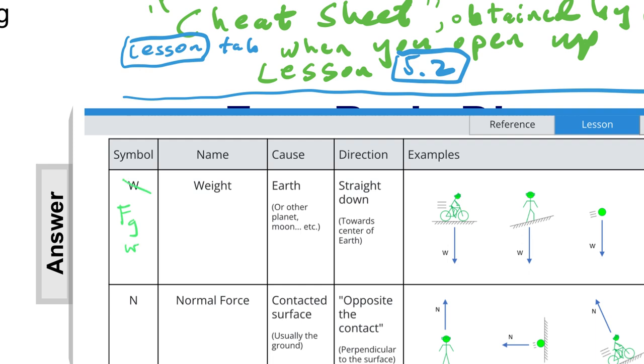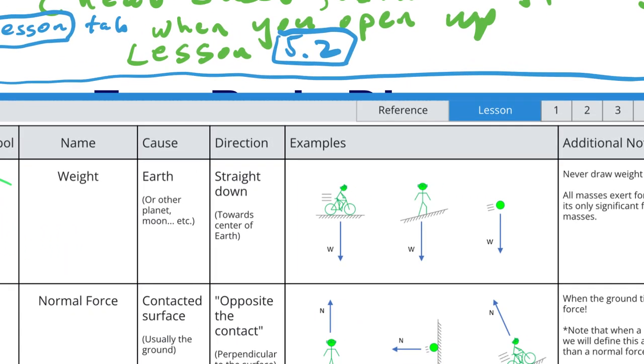Capital W isn't a good letter to use, because capital W is work, another unit coming up. Okay, so weight is the gravitational pull of the planet, wherever you're near, on you. It's always towards Earth. So whether you're moving or at rest, the weight is directly down.